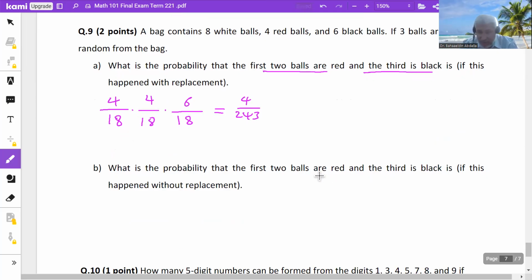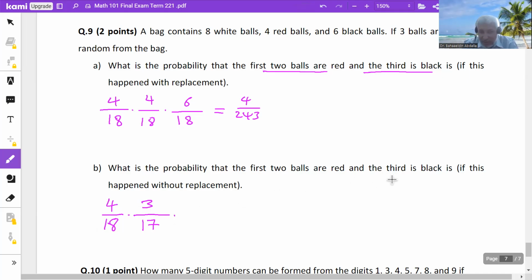So the same situation, but without replacement. I am not putting the ball back. So the probability that the first ball is red is the same. But now the second ball, I need it to be red. I already took one of the red balls, so I still have 3 red balls. And I took one of the balls from the bag, so I still have 17.